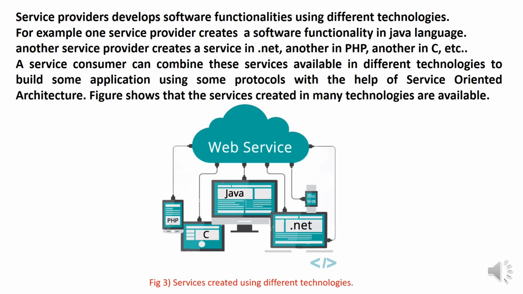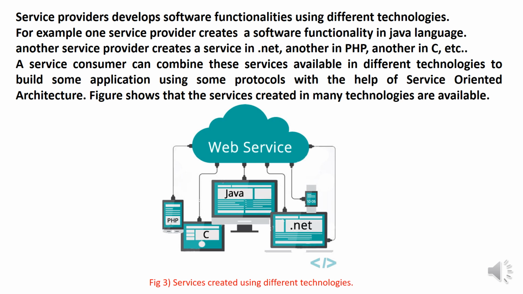Service providers develop software functionalities using different technologies. For example, one service provider creates a software functionality in Java language. Other service provider creates a service in .NET. Another service provider can create a service in PHP. Another service provider can create a service in C language, etc. A service consumer can combine all these services available in different technologies to build some application using some protocols with the help of service-oriented architecture.